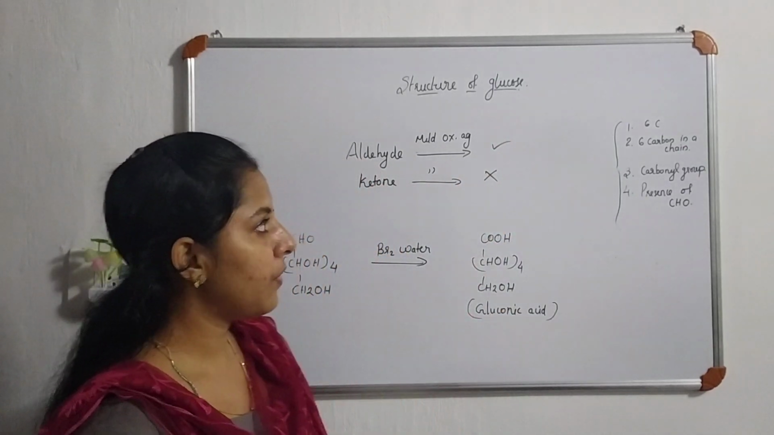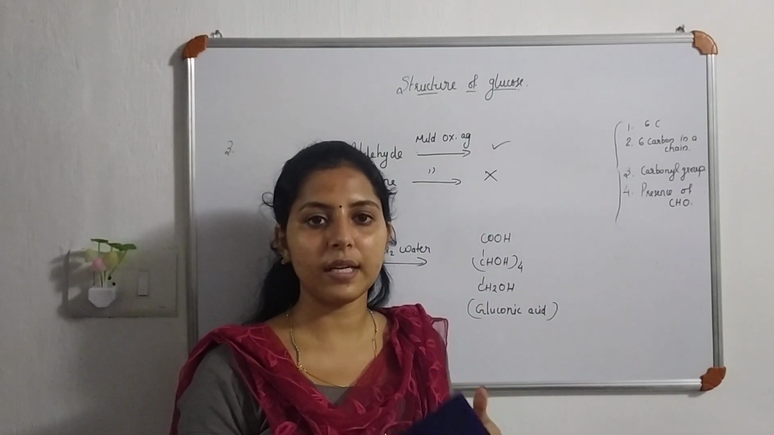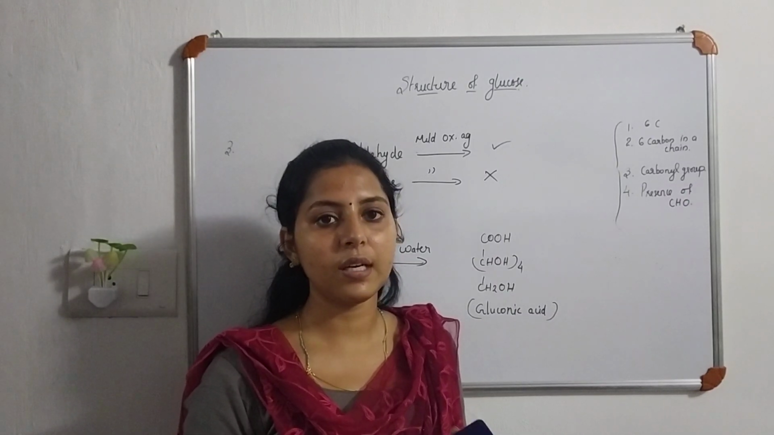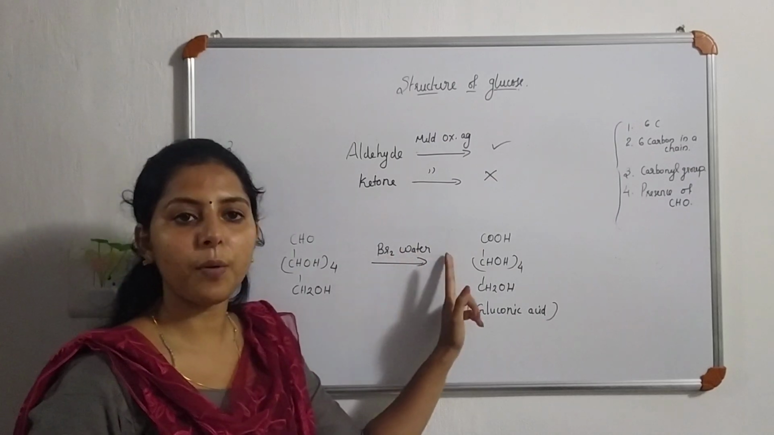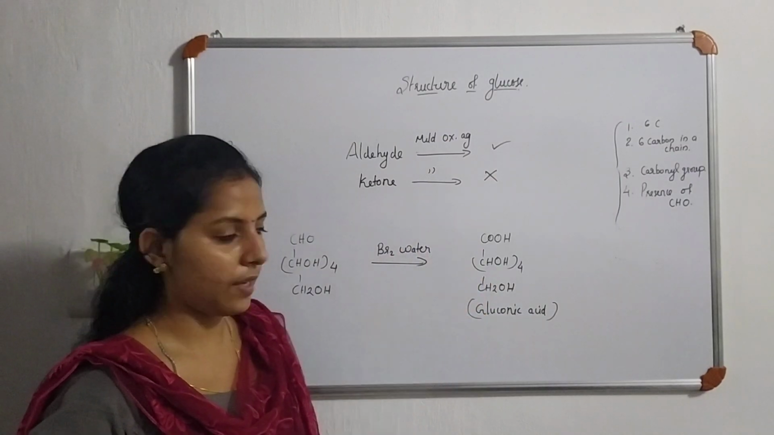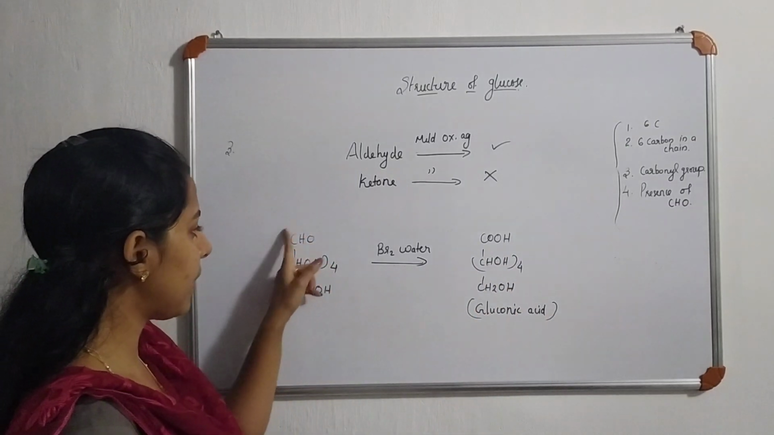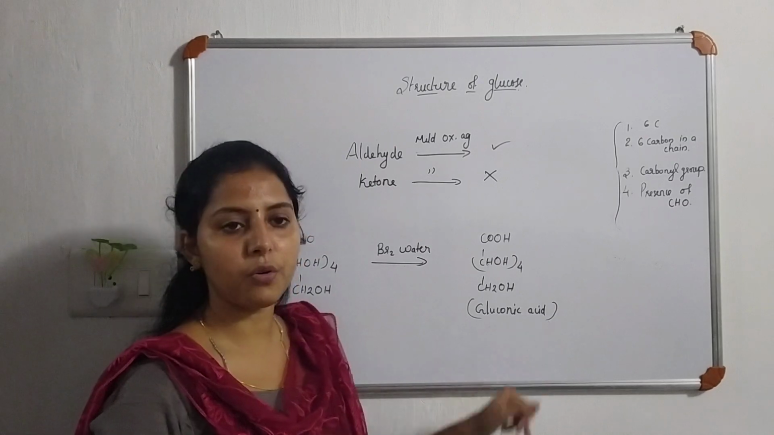So we can distinguish the presence of an aldehyde or ketone by using a mild oxidizing agent as the reagent. Here glucose is treated with bromine water, which is a mild oxidizing agent, and we get the oxidized product gluconic acid. The aldehyde group is oxidized to a carboxylic acid group, and the product obtained is gluconic acid.